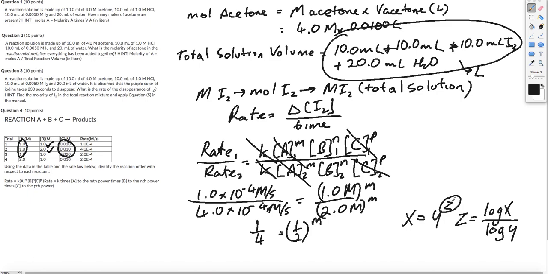You'd do something similar for A. You'd have to find reactions where A was different but everything else was the same. I'm talking about B and C. And for C, you'd have to find two of those that were different where A and B were the same. But I'll leave that to you, and then you can get the orders from those in that way.